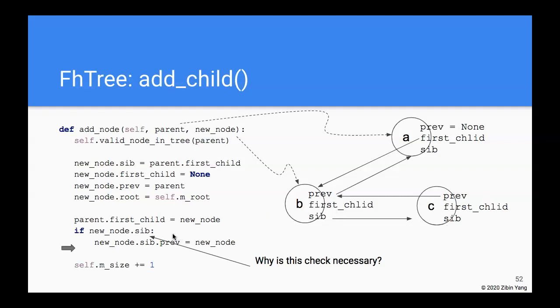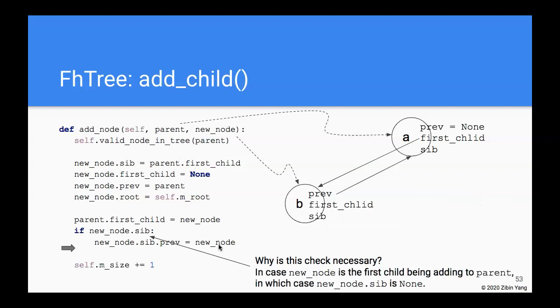So why do we need this check? Well, because it is possible that the parent did not have any child to begin with. In such case, the original first child of the parent would be None, and then the new node's .sib attribute would be None, and if we just blindly dereference the .previous of None, we'll get an exception. So we have to check to make sure it is not None before we do this step.